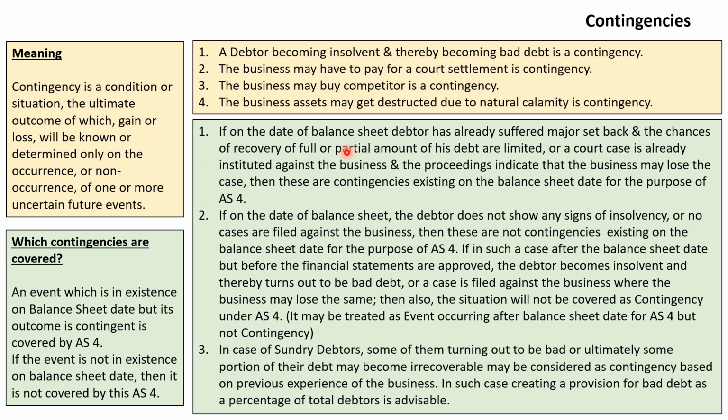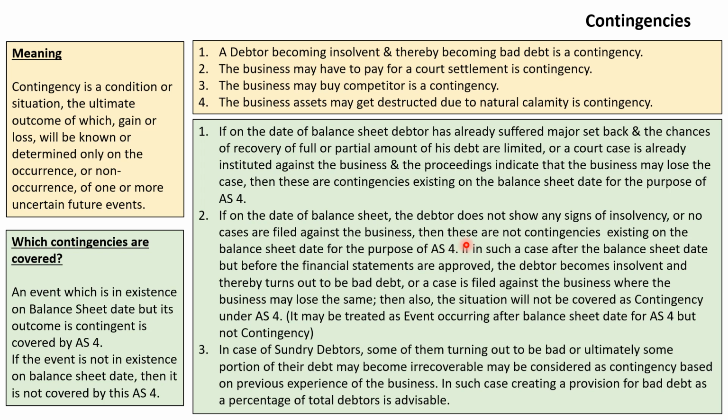Now let us consider another example. If on the date of balance sheet, the debtor does not show any signs of insolvency, so there is a debtor and there is no sign of insolvency shown by him, or no cases are filed against the business. So up to the date of balance sheet, no cases are filed against the business, and on the balance sheet date, whoever the debtors appearing in the balance sheet are, none of them are showing signs of any insolvency. There are no court cases as on balance sheet date.